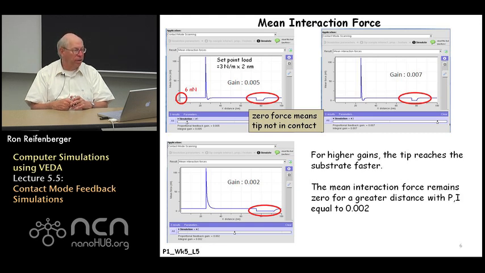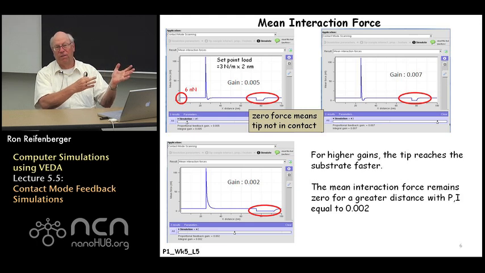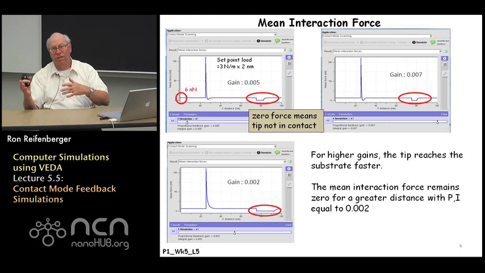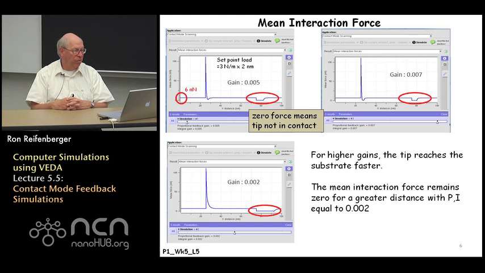In VEDA, you can plot things like the mean interaction force as the tip scans over the substrate. I just illustrate the mean interaction forces here as a function of the scan direction. Note that at x equals 0 on this plot, the mean interaction force is 6 nanonewtons. Of course, that's the value that we specified by specifying the spring constant and the set point deflection of the cantilever. So when the mean interaction force is at 6 nanonewtons, that means that the controller is perfectly tracking features in the substrate.